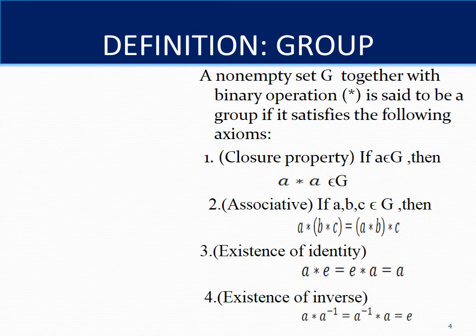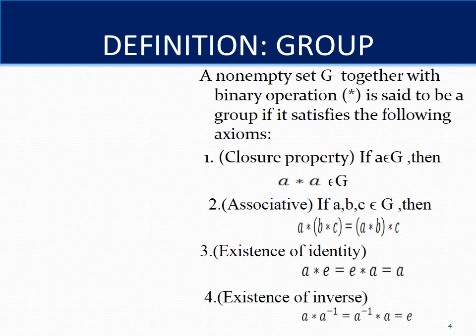A non-empty set G together with the binary operation star, may be addition or multiplication, is said to be a group if it satisfies the following axioms. Number 1, closure property. If a, b belongs to G, then a star b also belongs to G. Number 2, associative property. If a, b, c belong to G, then a star (b star c) equals (a star b) star c.